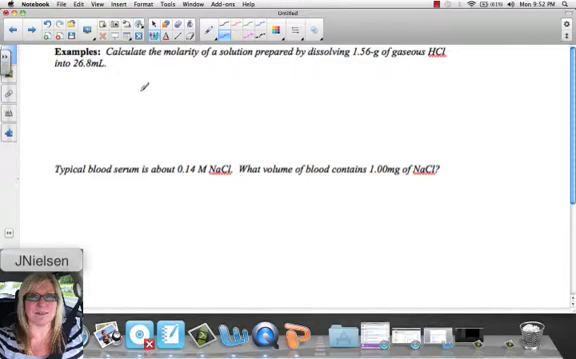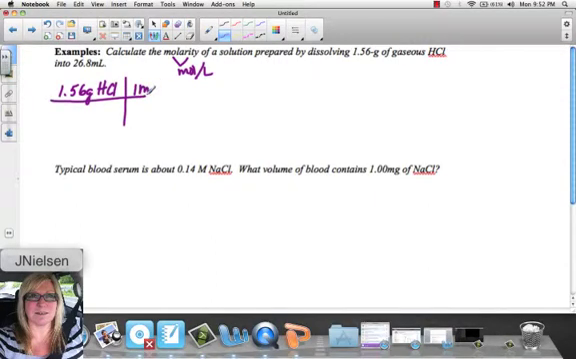So they want us to calculate molarity, and molarity is equal to moles over liters. So we're starting with 1.56 grams of HCl. So the first thing that we want to do is change this to moles.